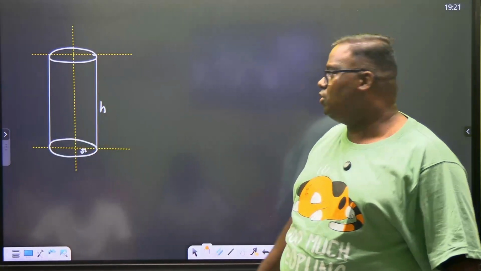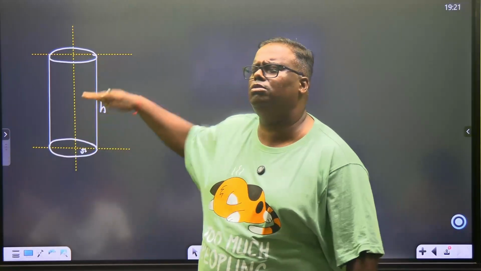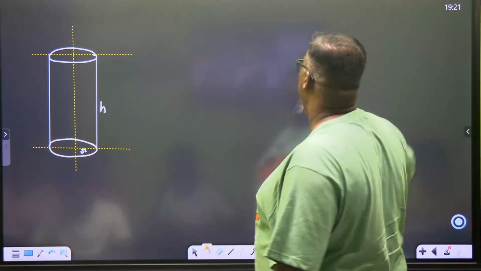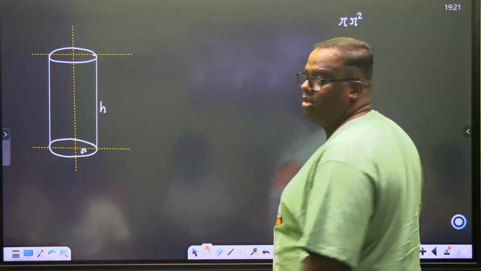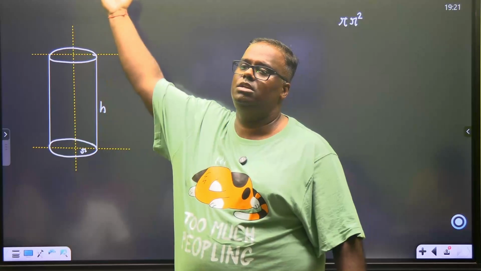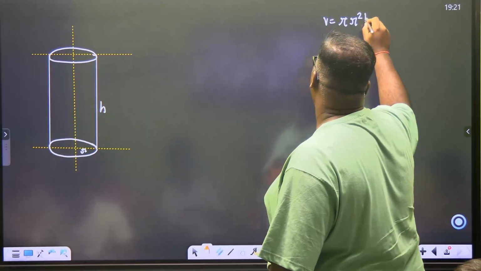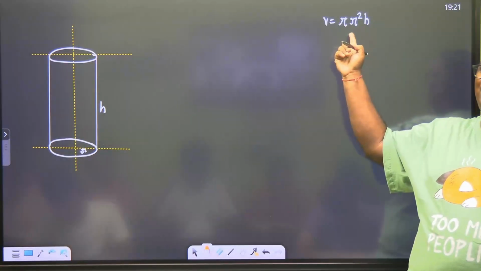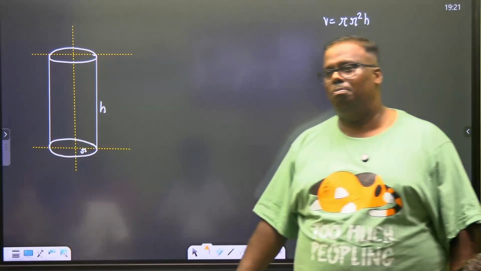If you chop it, you are actually making what? Salads. Cucumber, cucumber, cucumber. Each cucumber is a circle. So each circle's cross-sectional area is how much beta? Pi r square. And how many such? H such. So the volume is pi r square into H. And this also supports cross-sectional area into perpendicular height.